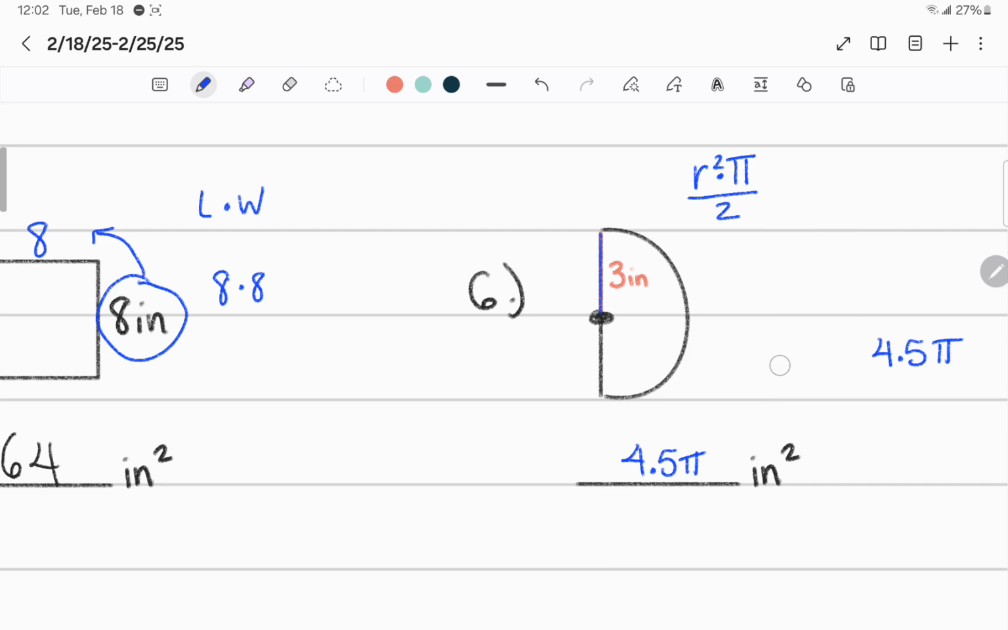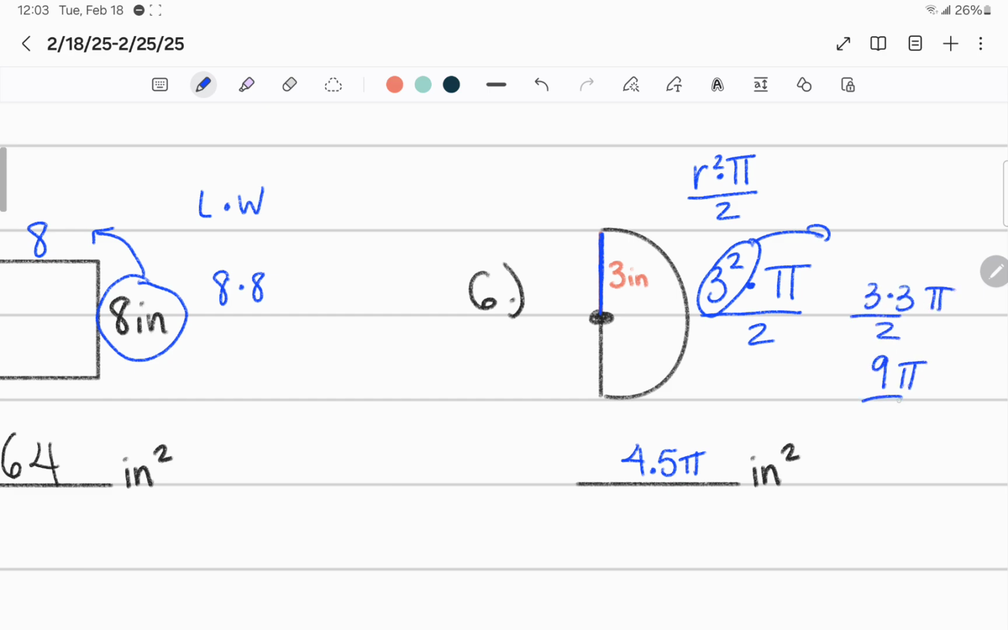So I'm going to do that one more time. This is just this portion here, which is 3. So we have 3 squared times pi over 2. This again is not 3 times 2. That's wrong. This is 3 times 3, which is 9 pi over 2. And when you divide 9 divided by 2, it gives you 4.5 pi.